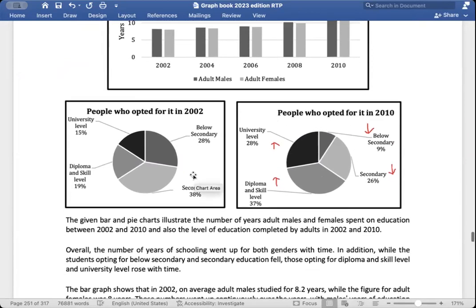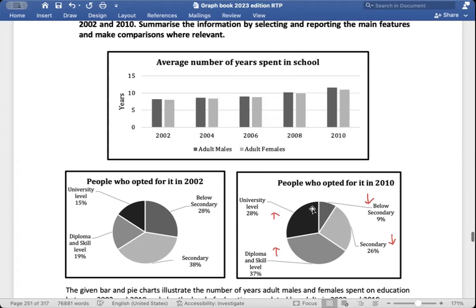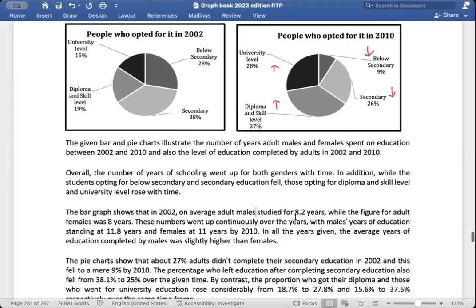And then here also, let's see. The number went up continuously over the years, with males' years of education standing at 11.8 and females at 11 years by 2010. So after these figures, I've written they rose steadily, and then I've given the figures for this year. That is all I've given about the bar graph.